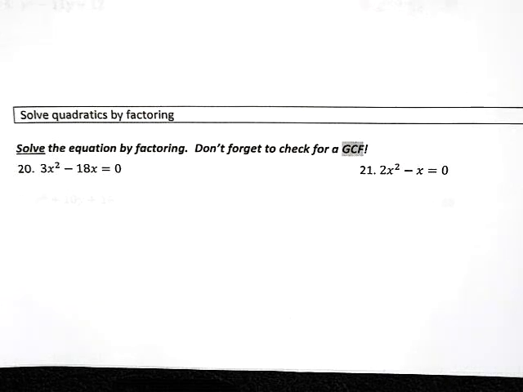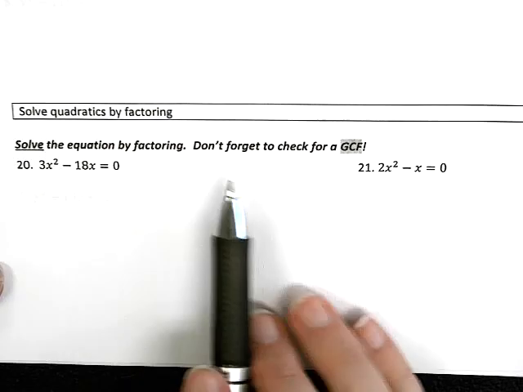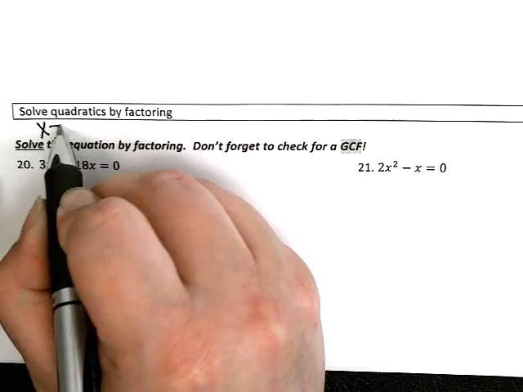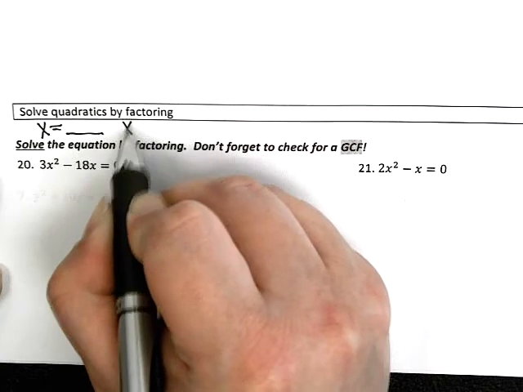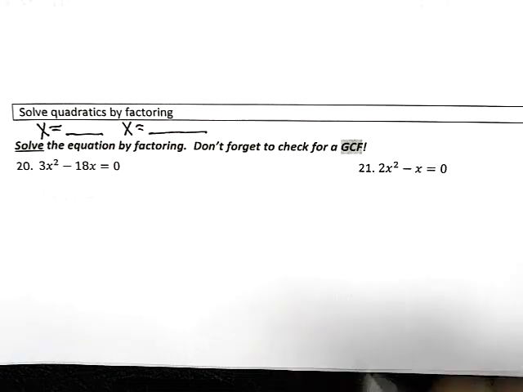The very last section of your test told you that you were solving quadratics by factoring. So if we look at the directions, I did specifically tell you that you are solving, and I even reminded you to check for a GCF. So solve, we know that our answer is always going to be x equals and x equals. Most of the time we get two answers, right? So we're going to solve this by factoring.